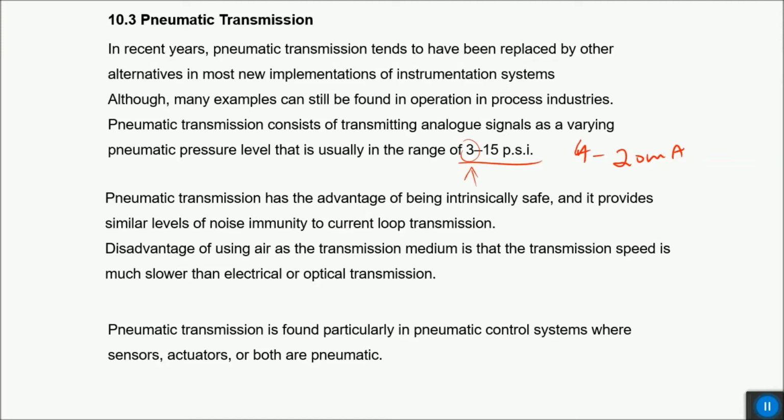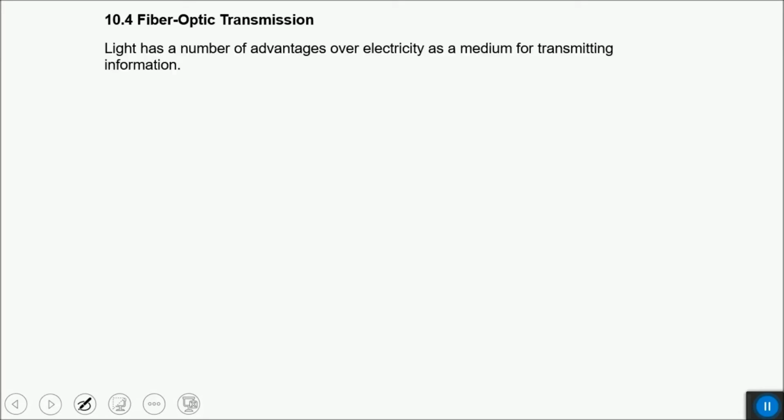Otherwise, even if one of them is pneumatic, it is converted from pressure into some varying voltage using a transducer, and then it is transmitted electrically or optically. And so coming to the optical transmission. Optical transmission is usually done through fiber optic transmission, although it can be transmitted through air wirelessly, and we'll come to that.